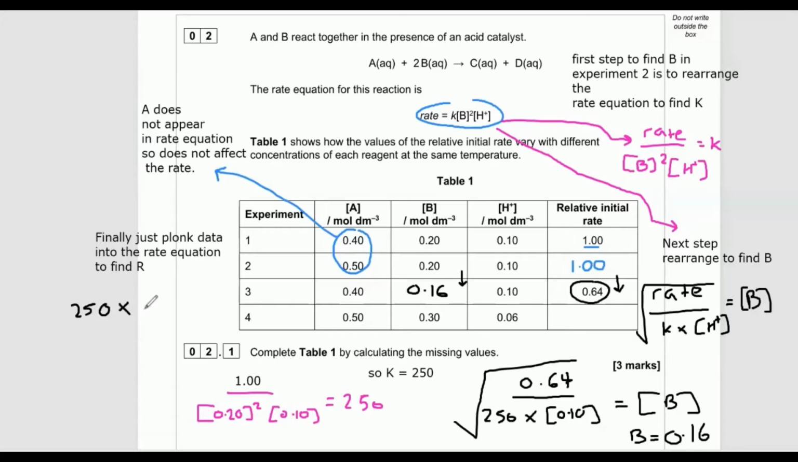So we're going to do 250 times 0.30 squared times 0.06. And 250 times 0.30 squared times 0.06 is going to give you an answer of 1.35, and that is the relative initial rate, and that is going to score you all 3 marks. So 1 for getting the 1.00, 1 for the 0.16, and 1 for the 1.35.